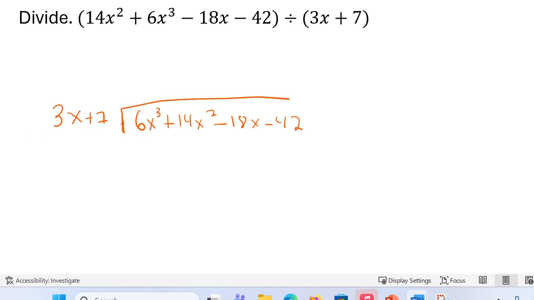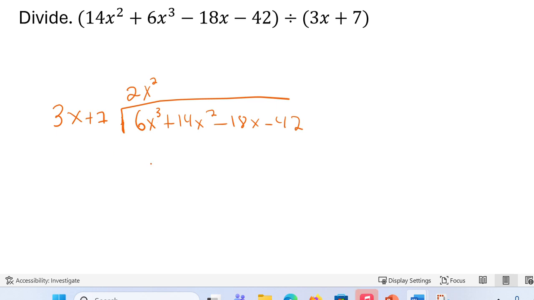So let's break it down. First, let's look at the number. So 3 times what gives me 6? That will be 2. Okay? Then remember with the x's, when you multiply, you actually add the exponents. So in this case, I have one exponent, right? So I need 2 more, so x squared, so I can get 3.